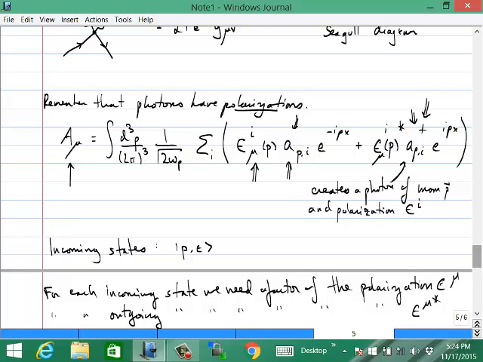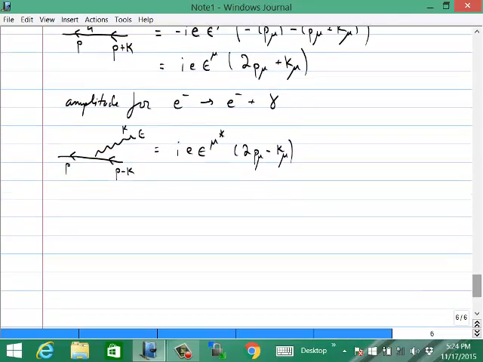Okay. Let me make one final set of comments, which is that it's actually important to track indices carefully when we write down Feynman diagrams for particles with spin. So let me just, for fun, consider the following scattering process.